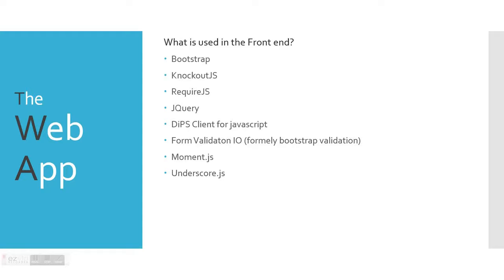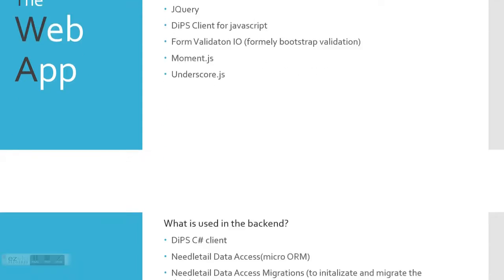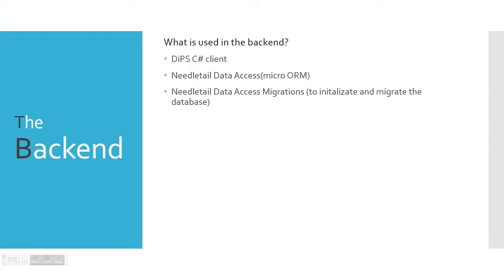For the backend, it's a simpler application. We use only the DiPS C# client, the Needle Tail Data Access, which is a micro ORM just to access the data, and the migrations part of that library. With that, we initialize the database and migrate the database if we need. It's something like the code first approach of the Entity Framework.